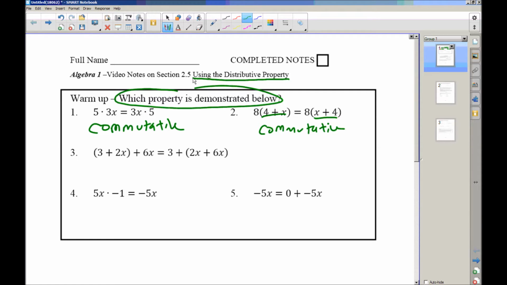Okay. Number 3, (3 plus 2x) plus 6x, and then 3 plus (2x plus 6x). All right, so nothing went away. The order did not change. The only thing that changed was the parentheses, which will allow us to add these like terms, which we'll learn about again today together. Okay, so this is going to be the associative property.